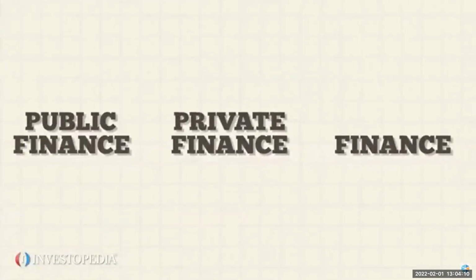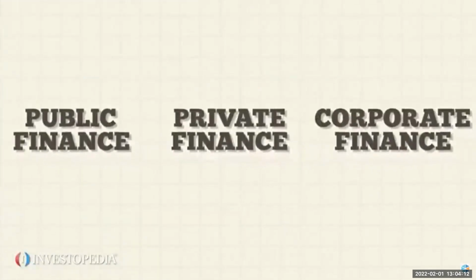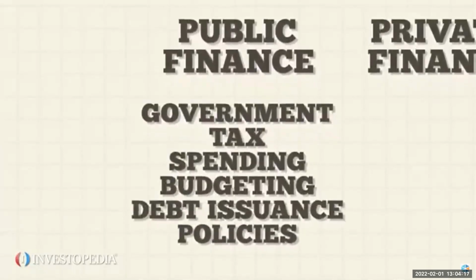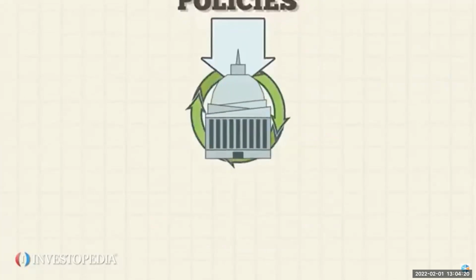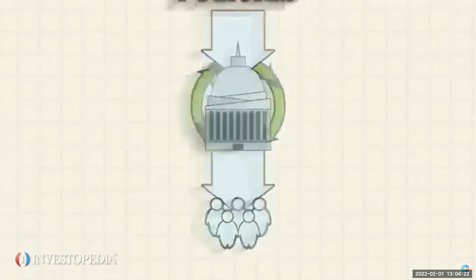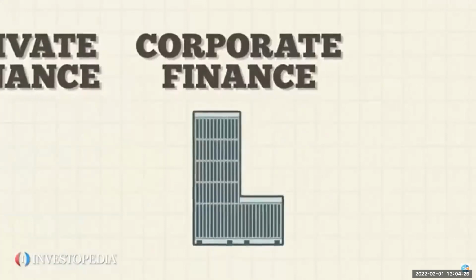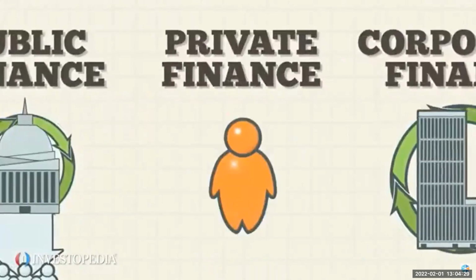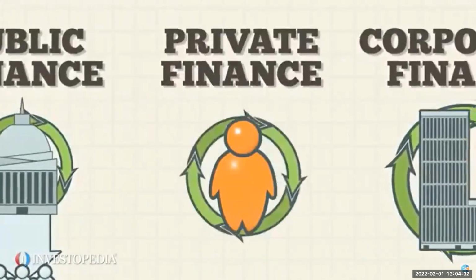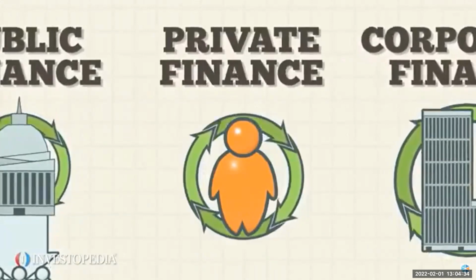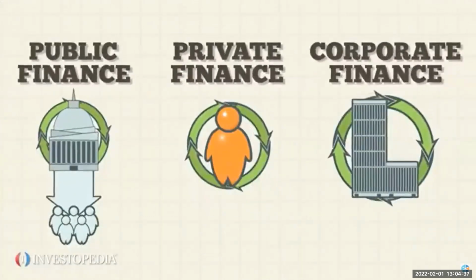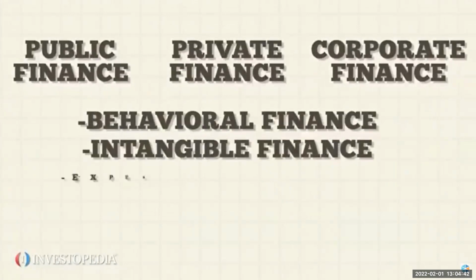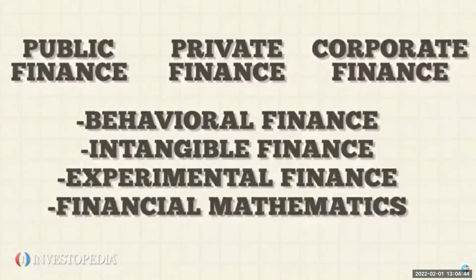Finance is often segmented into public, private, and corporate finance. The public finance sector includes government tax, spending, budgeting, and debt issuance policies that all affect how a government pays for the services it provides to the public. Corporate finance refers to the financial activities related to running a corporation. Personal finance applies to individual consumers and the ways they manage their spending, save for the future, and pay for basic needs. These three categories contain many subcategories, including behavioral finance, intangible finance, experimental finance, and financial mathematics.